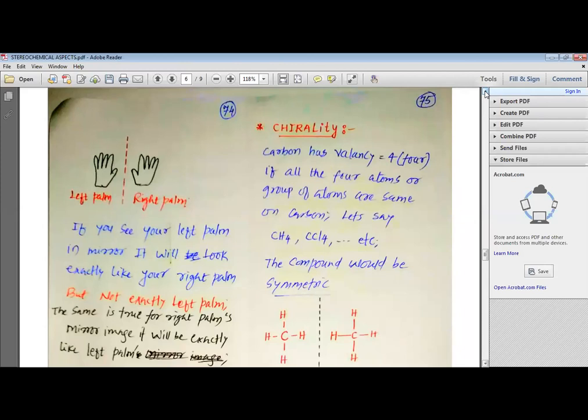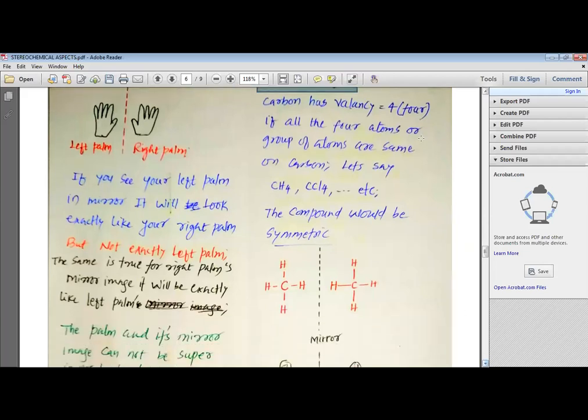So symmetry is possible when there is no lateral inversion, but if there is lateral inversion, there is no symmetry, and if there is no symmetry, there is chirality. So that is the next point that we are going to study, which is known as chirality. Let us try to understand chirality. Carbon has a valency equal to 4. Carbon has 4 valency.